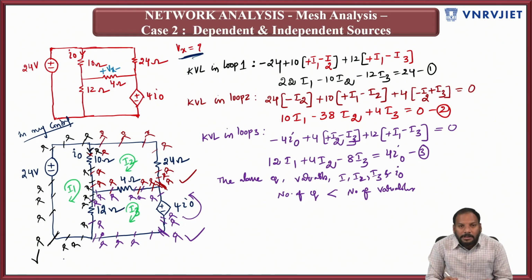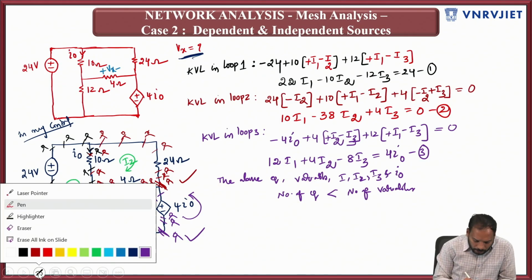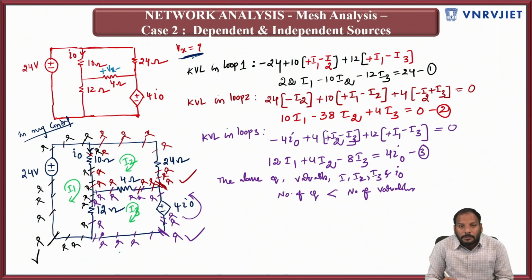Once you investigate the fourth equation, finally you will have 4 equations and 4 unknowns. You can solve them. You will get all the values of I1, I2, I3 and I0. So I'll go ahead and investigate the fourth equation. Where is the fourth equation?